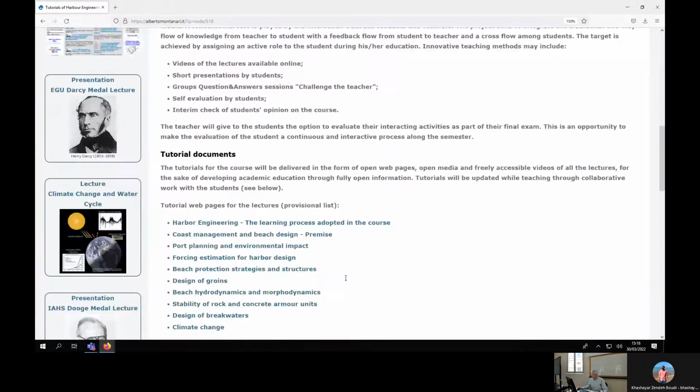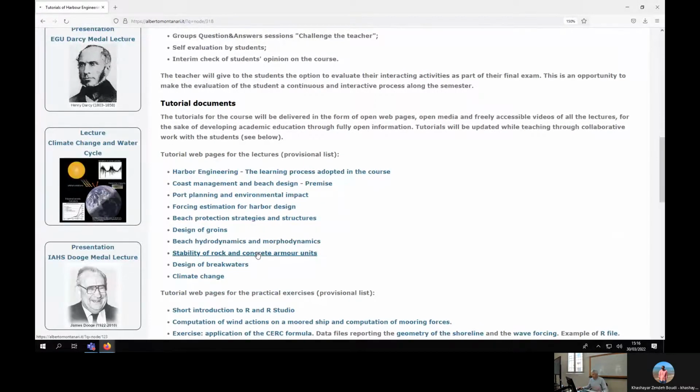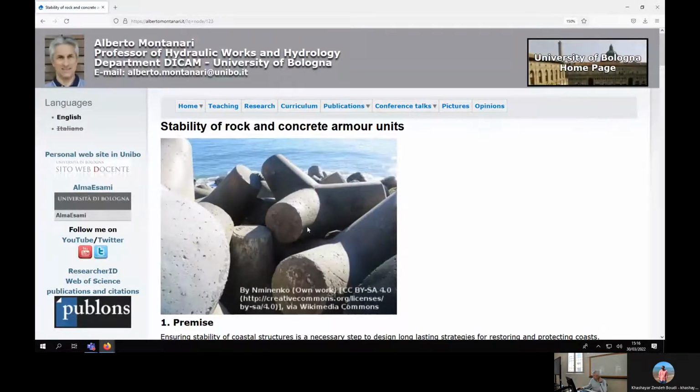Okay, let's jump to the next one, which is stability of rock and concrete armor units. I think you already discussed this topic a little bit with Professor Archetti. The reason why I am insisting on it is that I want to make some considerations on the physics of the process. In order to do that, I am introducing a method for analyzing the stability of rock and armor units, which I don't think Professor Archetti mentioned.